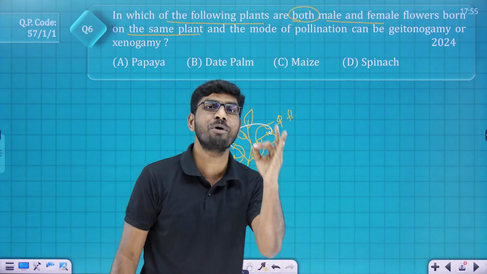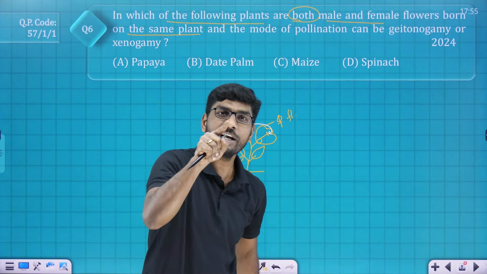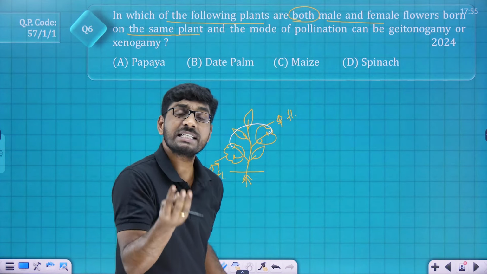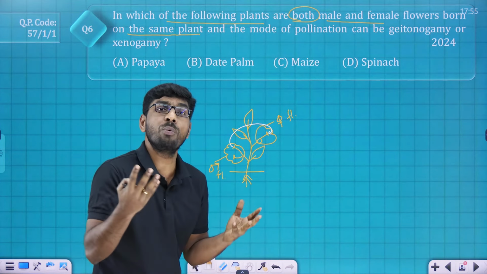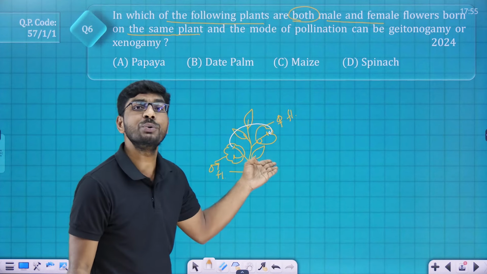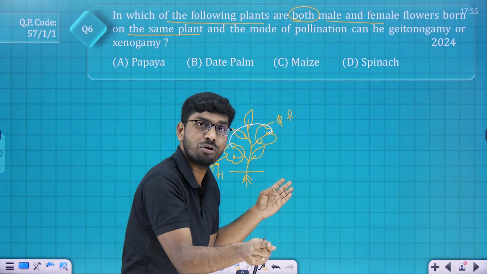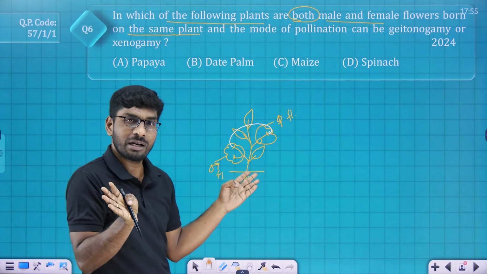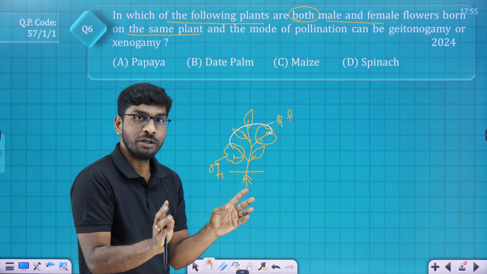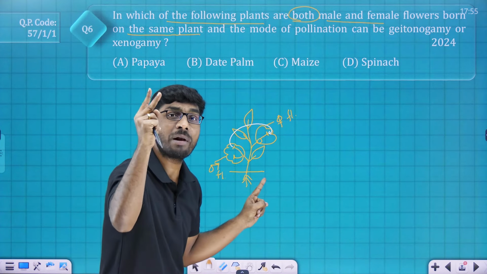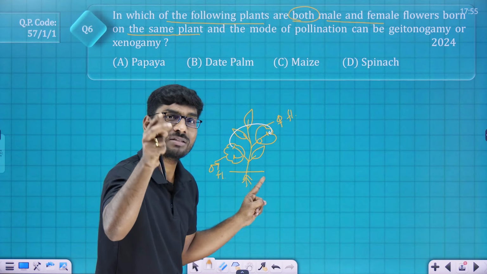What type of pollination is prevented? Can you guess? Autogamy, self-pollination, has been prevented. Why? Sir, flowers are unisexual. Flowers are completely with one sex organ. Gynoecium and androecium are separate. We can see this in castor and maize, two plants NCERT mentioned, castor and maize.